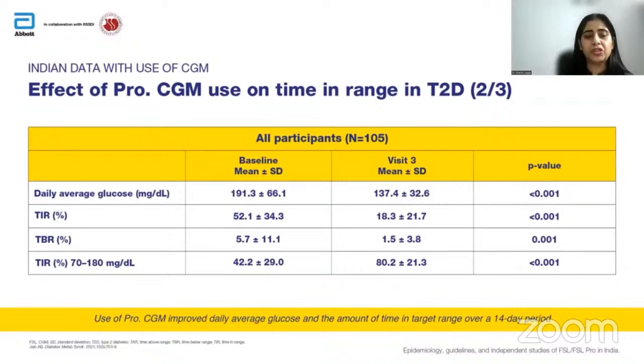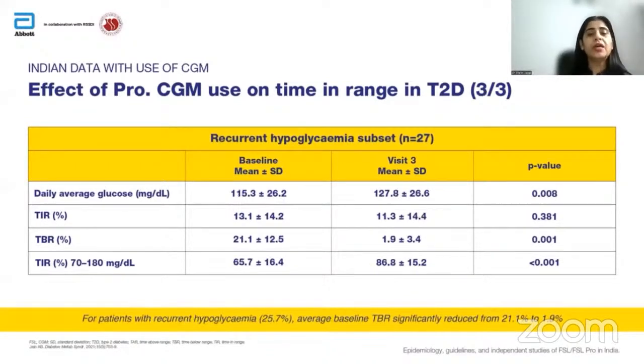And the time in range shows a massive, dramatic improvement from 42% at baseline to 80% at visit 3. So pro-CGM clearly improves the daily average glucose and the amount of time in range over this 14-day period. Further on, if you look at the recurrent hypoglycemias, you can clearly see the average glucose improving in this group.